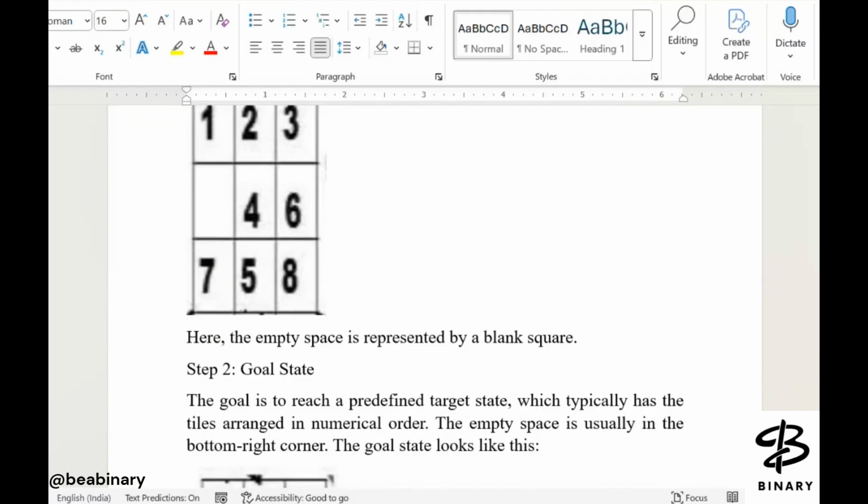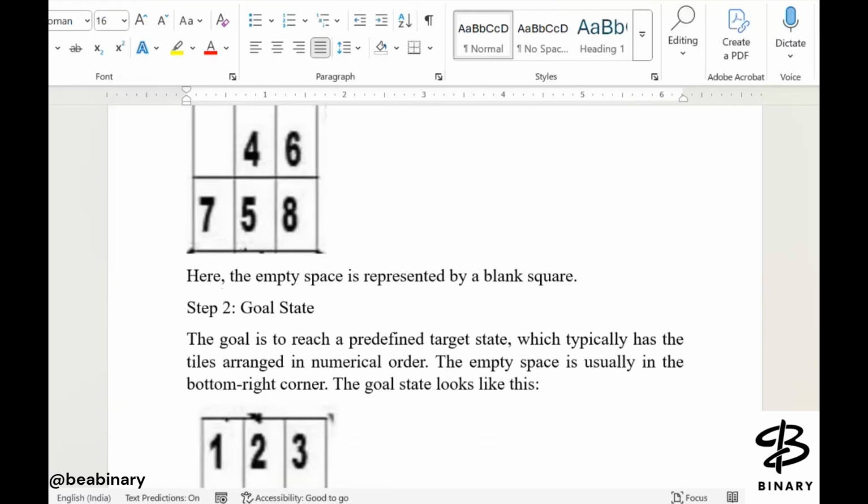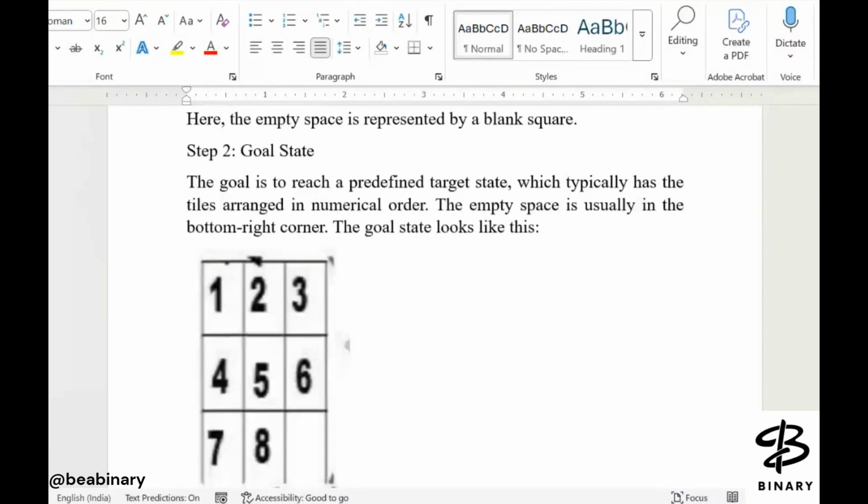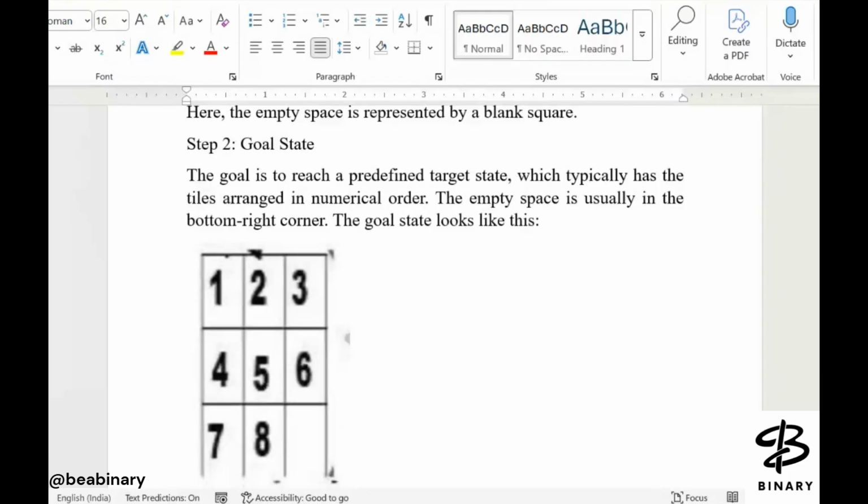Another, in step 2, you need to identify the goal state. The goal state is to reach a predefined target state which typically has the tiles arranged in a numerical order. So the empty space is usually at the bottom right corner. So you need to place that empty block or the blank square to the bottom right corner. The goal state should look like this.